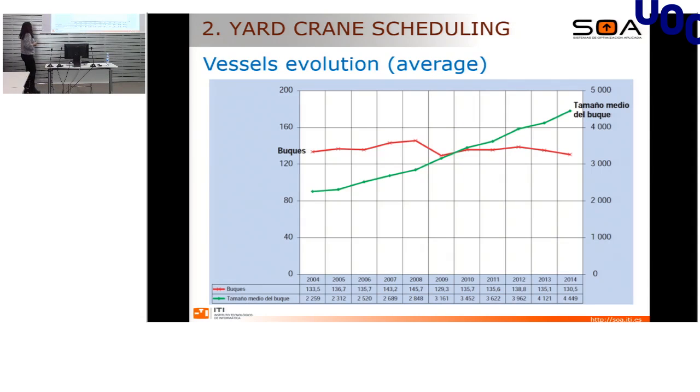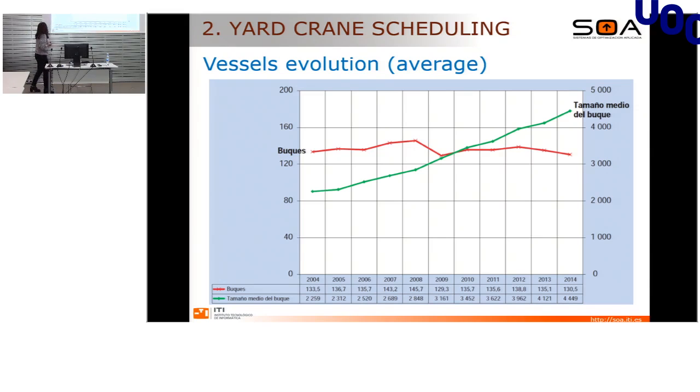On the other hand, we can see the vessels' evolution. The red line is the average number of vessels per country each year. We can see that in the last few years, the number of vessels did not increase. And the green line is the average size of the vessel. So there are no more vessels per country, but these vessels are much larger than before.